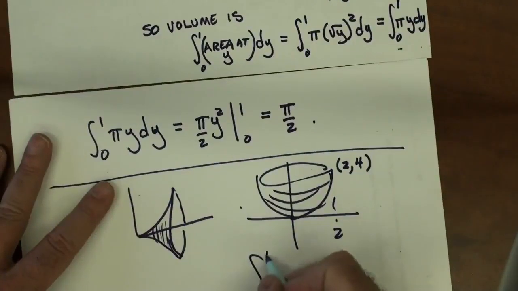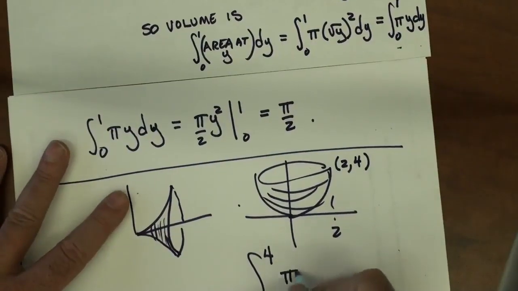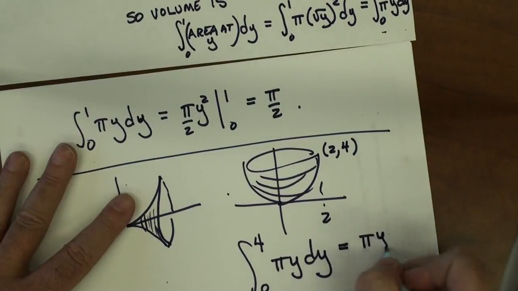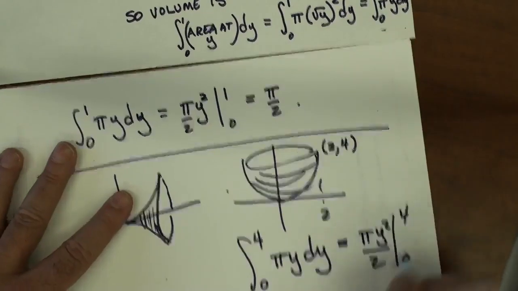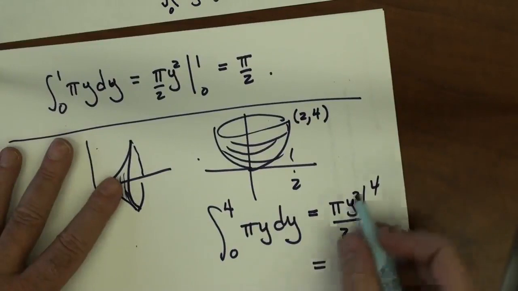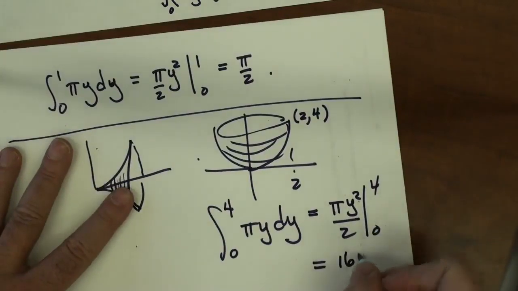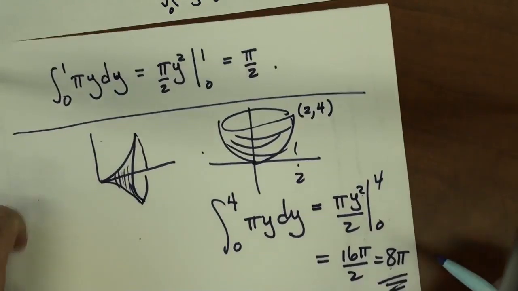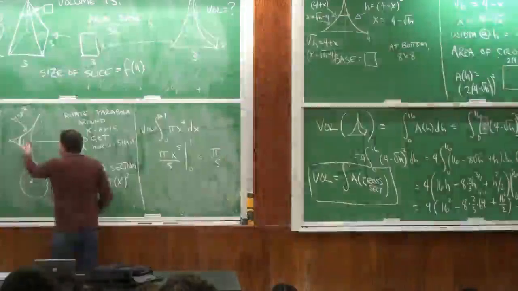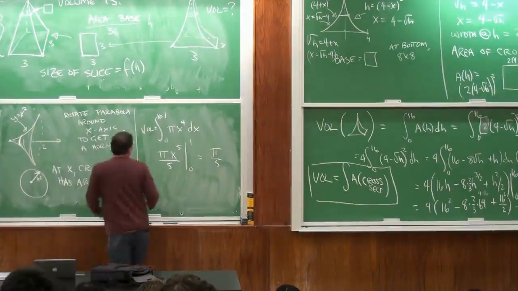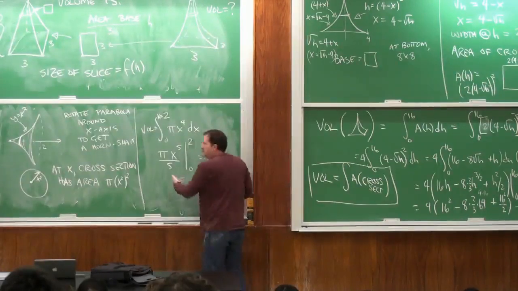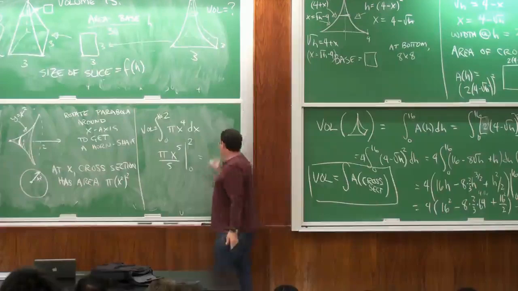So let's just change this problem a little bit. Instead of going to x equals 1, let's go to x equals 2. In that case, if I go to x equals 2, this volume goes to 4, and I get 8 pi, because I have 16 pi over 2. And if I go here to 2, then this is x equals 2. So then I get 2 to the fifth, which is 32.